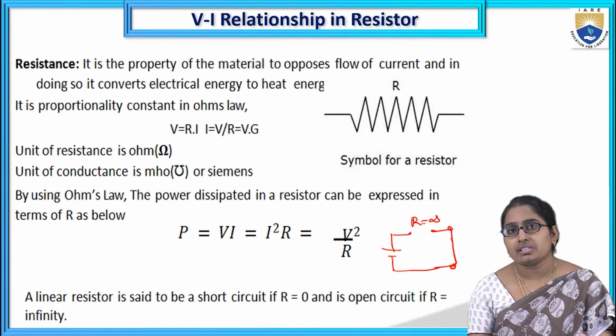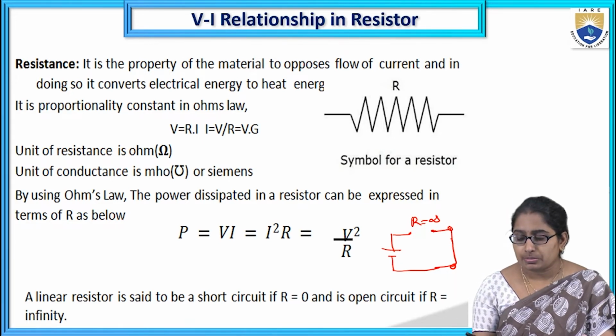So R value infinity means there is open circuit and no current flows in the circuit. So that means current and resistance are inversely proportional to each other.